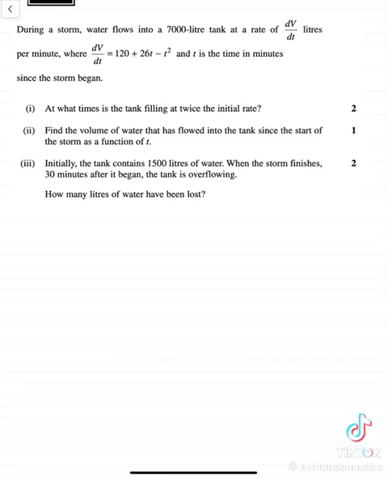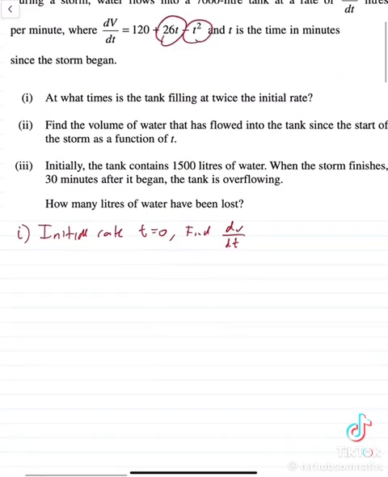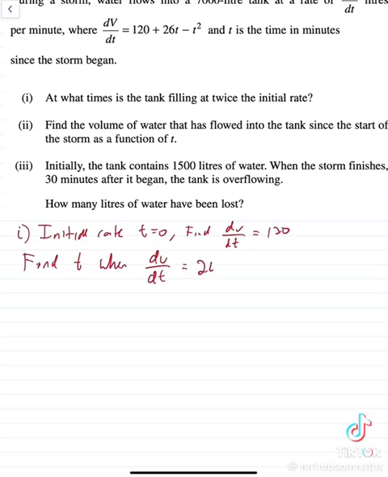Alright, so first thing you've got to do is figure out what the initial rate is. Initial rate means that t equals 0. We need to find dV/dt. If you sub in 0, that dies and that dies, so therefore dV/dt is 120. So what we need to do is find t when the rate is double 120, 240.